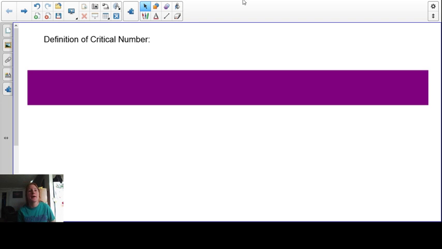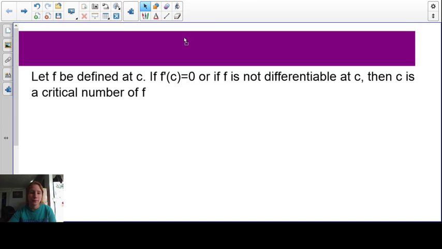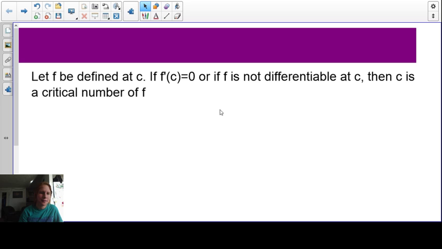Today we're going to start talking about a critical number. So what is a critical number? Let f be defined at c. If f prime of c is equal to 0 or f is not differentiable at c, then c is a critical number of f. So write that down, we'll talk about it.